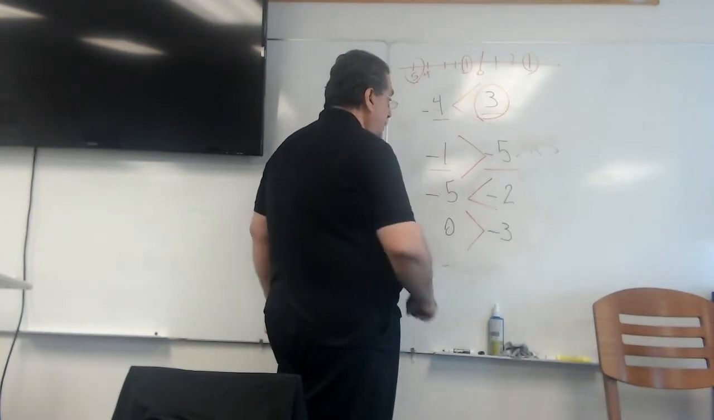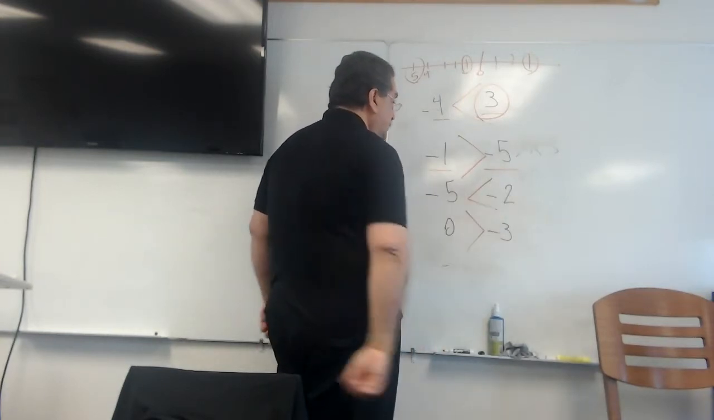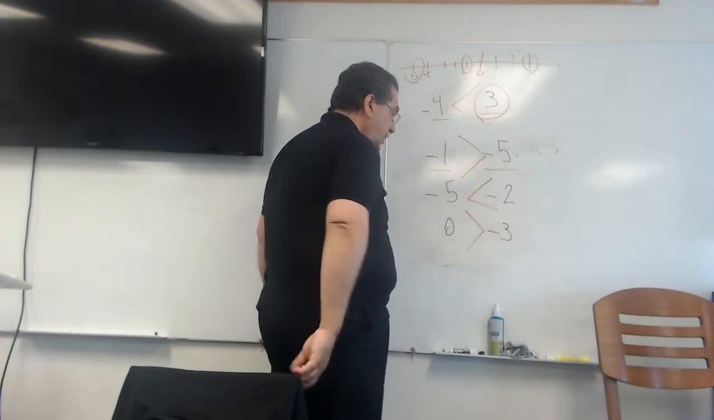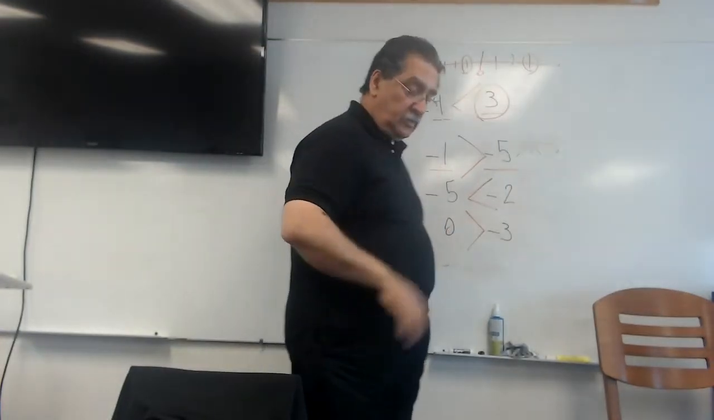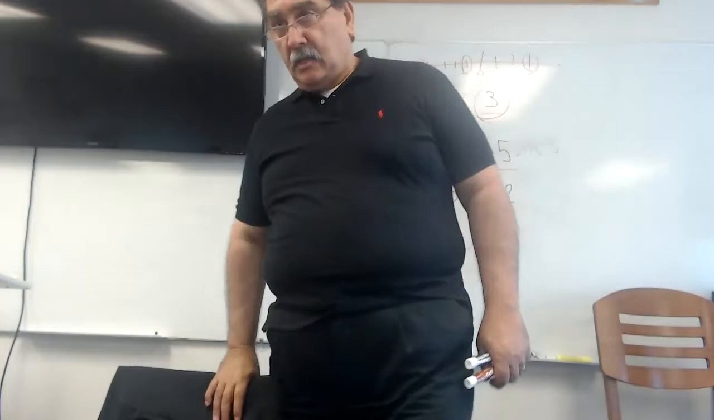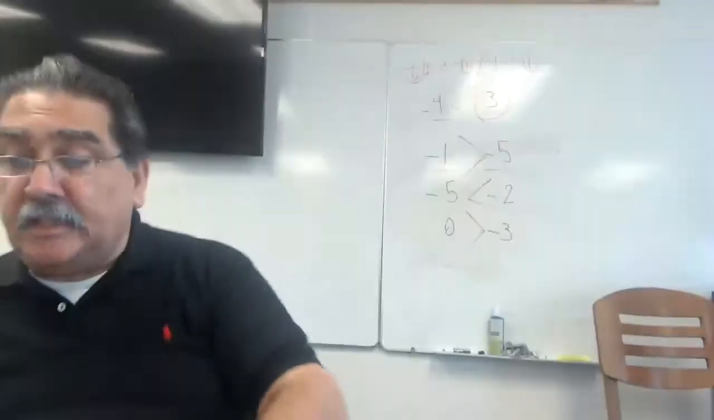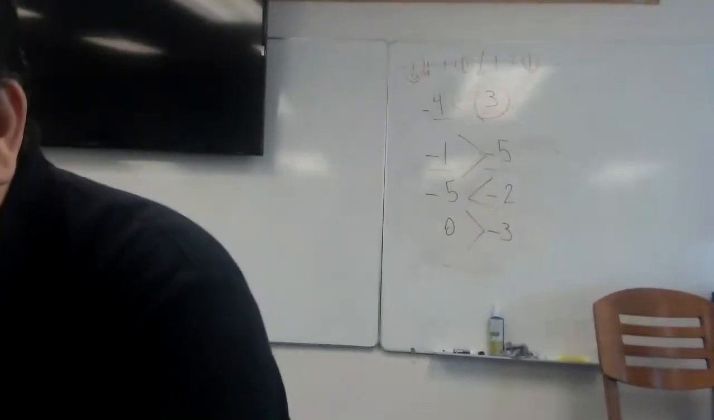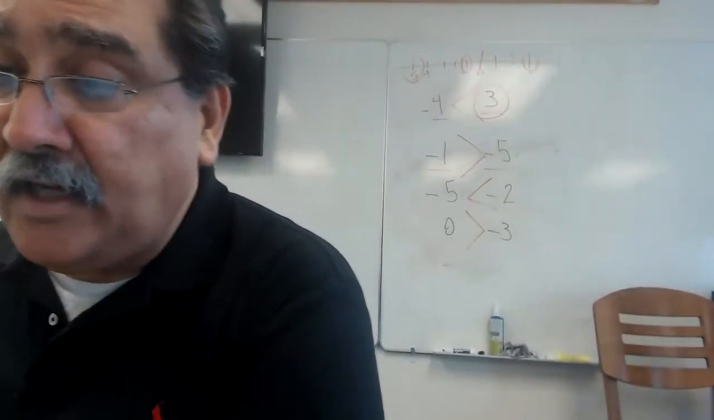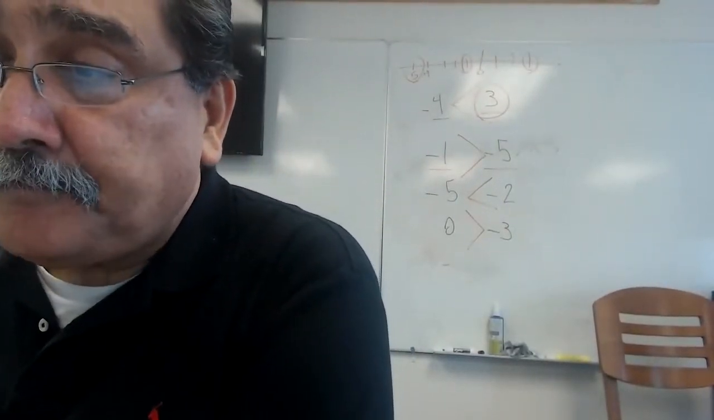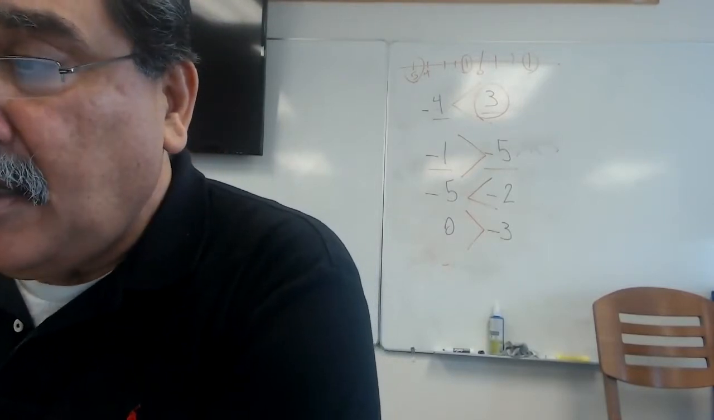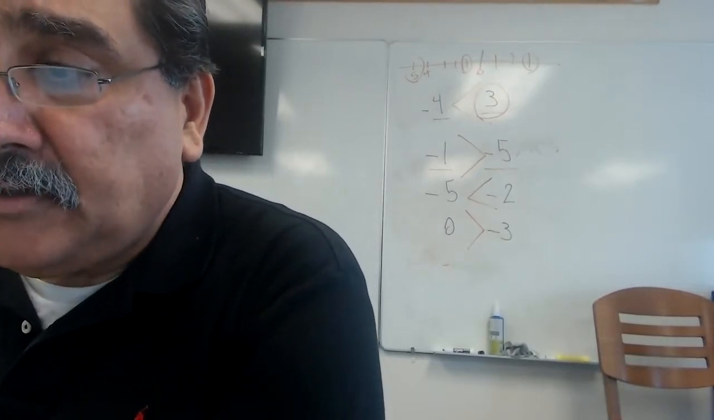Minus 4 is smaller than minus 2. Minus 5 is smaller than minus 2. So don't let the value confuse you. The greater the negative number, the smaller it is, because it's farther away from 0. Let's go back to our slide.